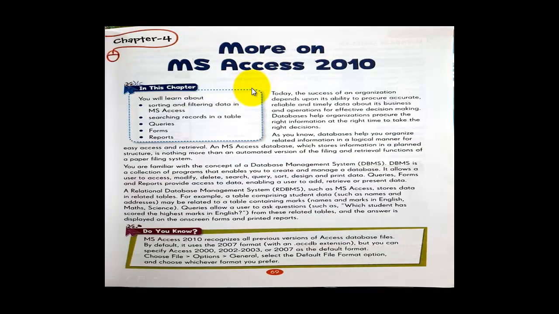Then we'll take a revision of whatever we have done today. Now more on MS Access 2010, chapter number 4. In this chapter we are going to learn about sorting and filtering data. We have just done sorting and filtering data in MS Access.